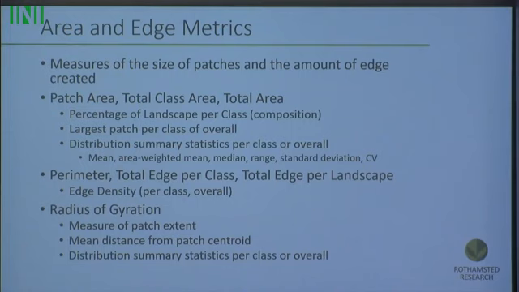Again, some of these measures can be measured at each of the different levels, but for some of the metrics, the FragStats tool then provides distribution summary statistics per class or overall for the landscape that you're interested in. So there are lots of different ways of summarising this information about the structure.